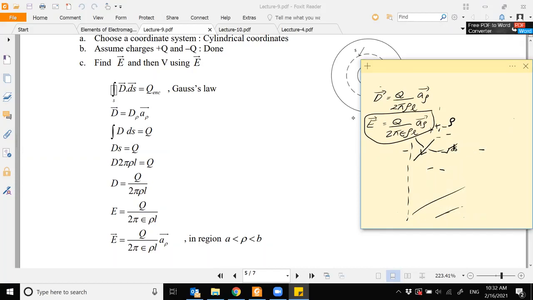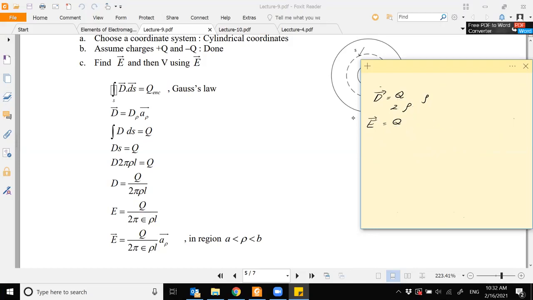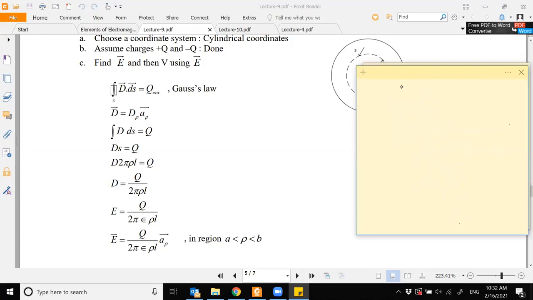So wherever you need to find the electric field, you just put a hypothetical surface, and in our case, it's a closed cylinder. And then we apply Gauss's law. And what we found is that the top surface and the bottom surface of my closed cylinder don't contribute, you will get 0, and only the side surface will contribute, whose area is 2 pi rho L. So this is the electric field.